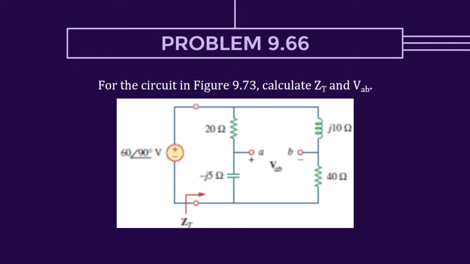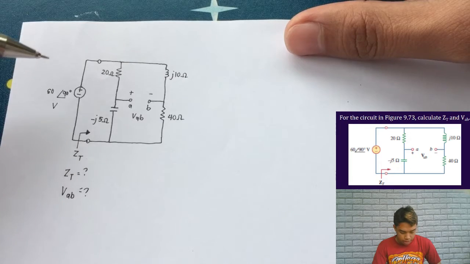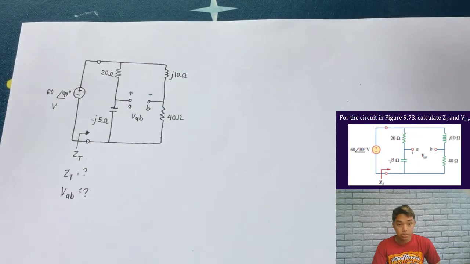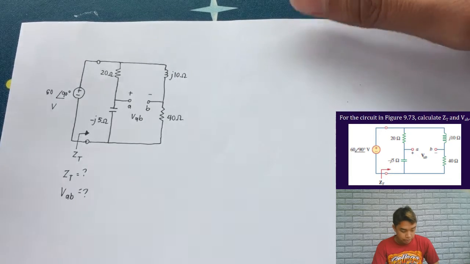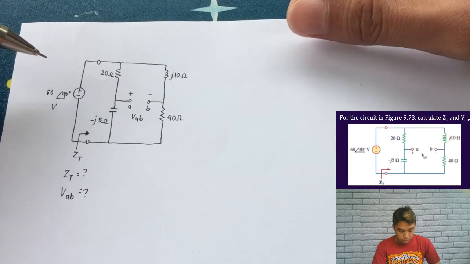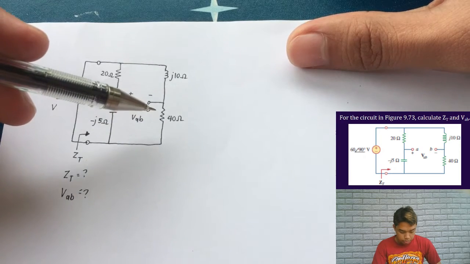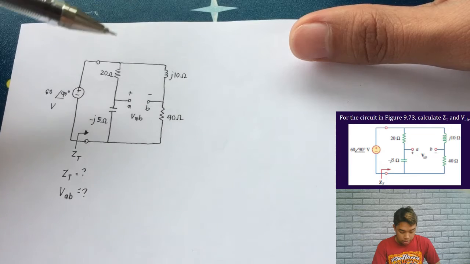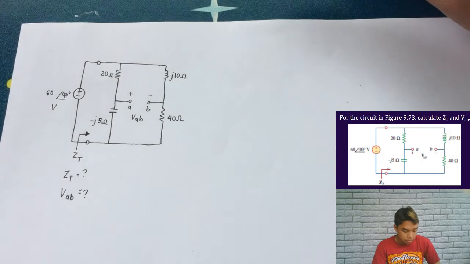So what we are going to answer is problem 9.66. For the circuit in figure 9.73, calculate ZT and VAB. So here is our diagram for our circuit. We have an input voltage of 60 at 90 degrees volts, where we have 20 ohms and 40 ohms, a capacitor at negative j5 ohms, and our inductor at j10 ohms. So the first question is to find the total impedance.